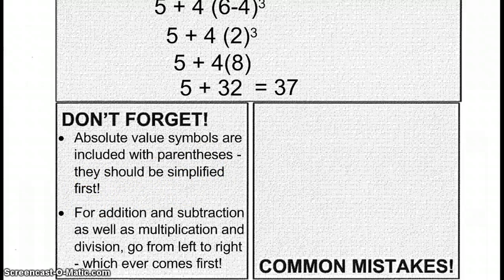You also need to remember that addition and subtraction, as well as multiplication and division, go from left to right, whichever comes first. So if you have addition and subtraction in your order of operations, but the subtraction is first on the left-hand side, you'll do that subtraction first. In the same way, if you have multiplication and division, if the division is first on the left of the problem, you'll do that first. So it's not always that multiplication comes before division.